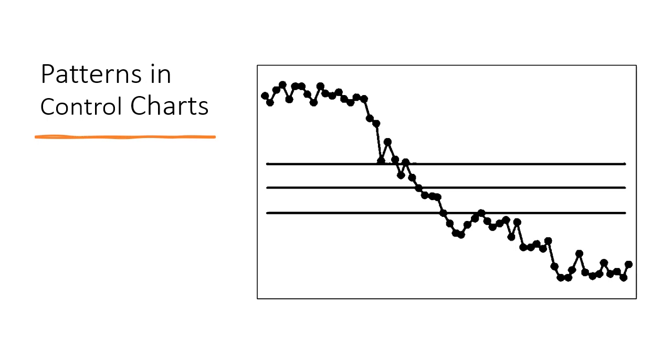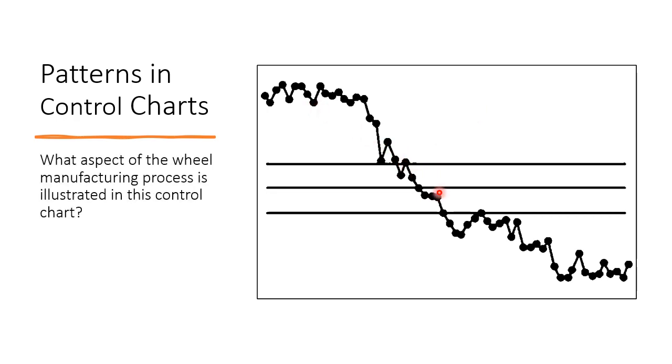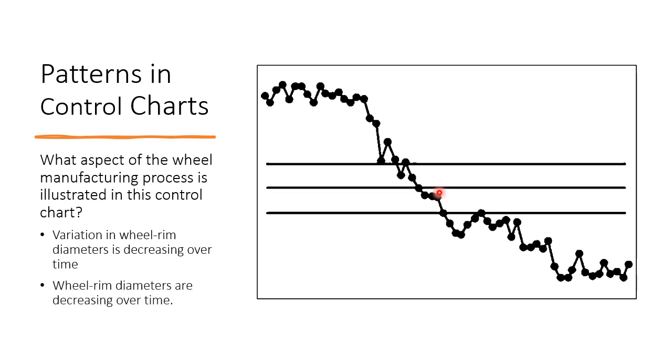Okay, so let's look at this control chart. We can spot the assignable cause variation in this chart. The process is drifting downward over time. So what aspect of the wheel manufacturing process is illustrated in this control chart? Is variation in wheel rim diameter decreasing over time, or are the wheel rim diameters decreasing over time? In this process, the wheel rim diameters are decreasing over time, which is illustrated by the downward trend in the points.